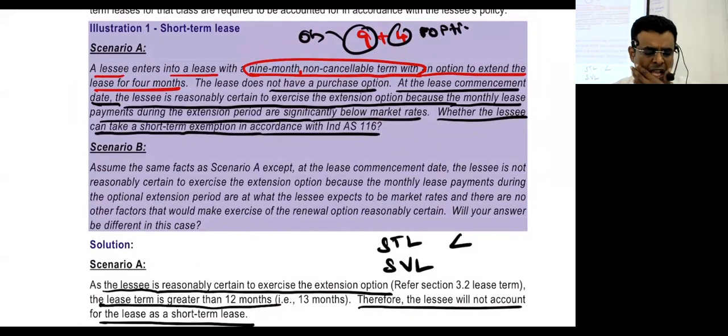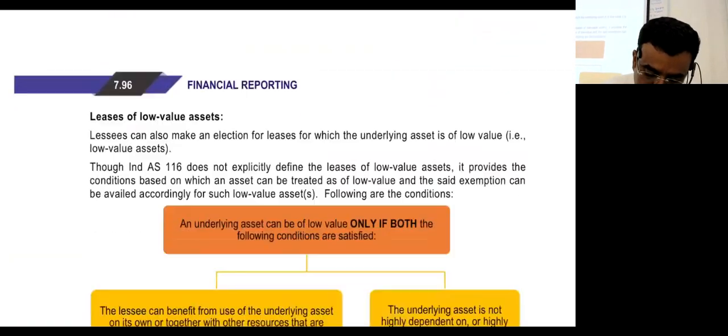If the lease period is up to 12 months, the lessee has an option to go with simple accounts, not with the complicated accounts which we are learning in the lease. Is it clear? That I anyhow will discuss. I hope we are clear on this. After the discussion, we'll come back to this.